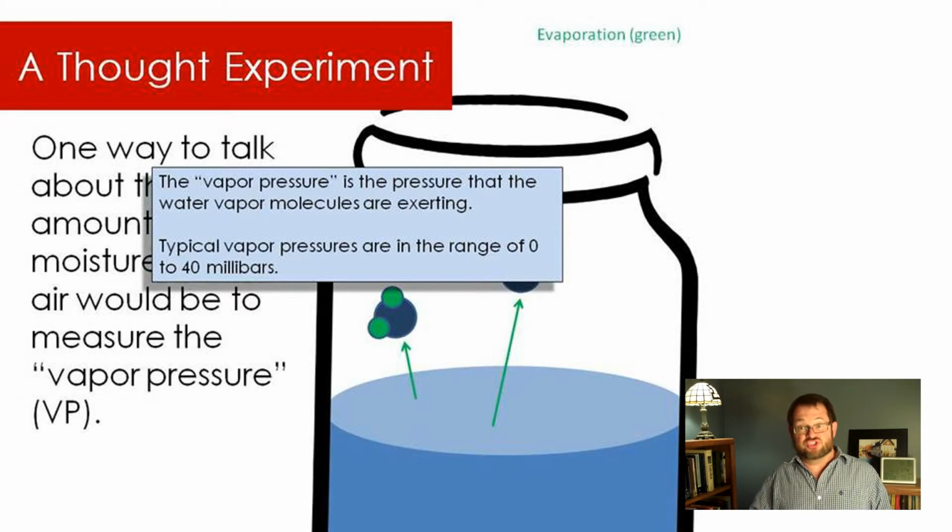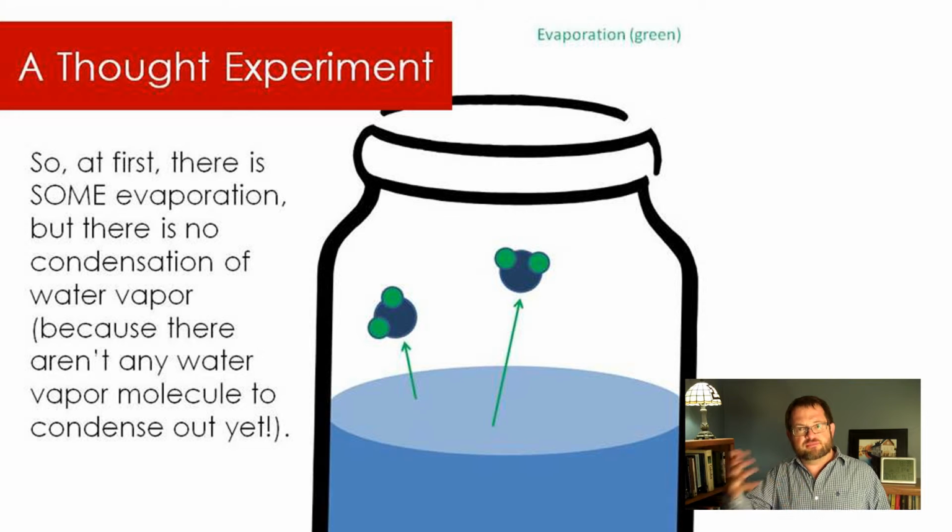Typical vapor pressures range from 0 if the air is completely dry to about 40 millibars or so. That would be really humid air. But it's a smallish number compared to the 1,000 millibars that is the total air pressure. So there will be some water vapor in the air there exerting some pressure. We now have a vapor pressure of more than 0 millibars because we've added some water vapor to the air, so the vapor pressure has increased.